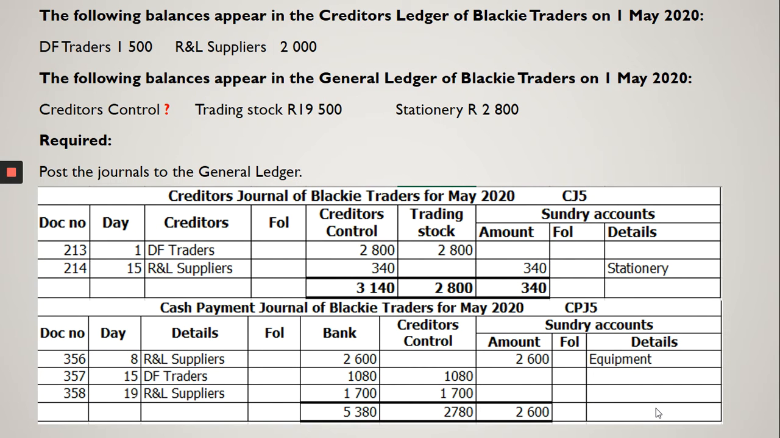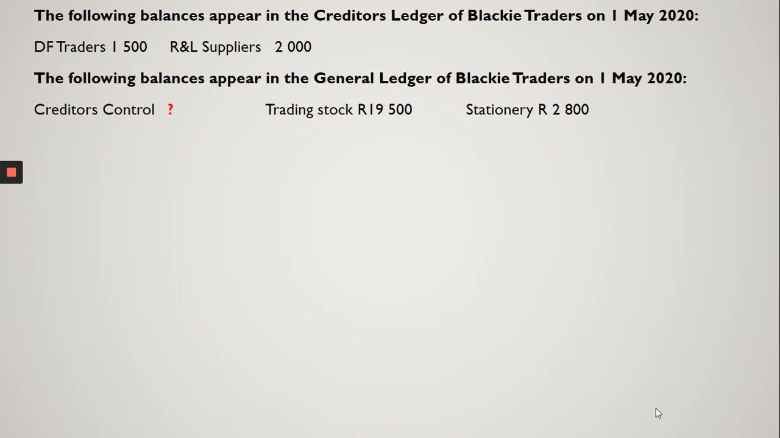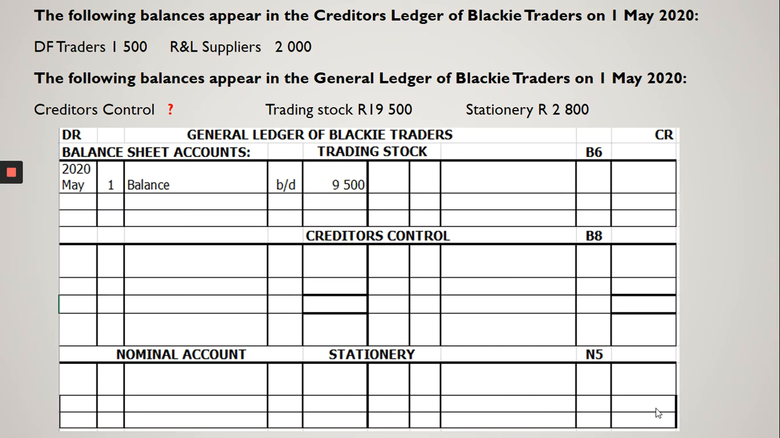Let's look at an example. They gave us a list of the balances in the creditors ledger and the general ledger. And you need to post the journals to the general ledger. We are going to start with the balances first. So when we look at trading stock, it is an asset for my business. So therefore, trading stock's balance will be on the debit side.